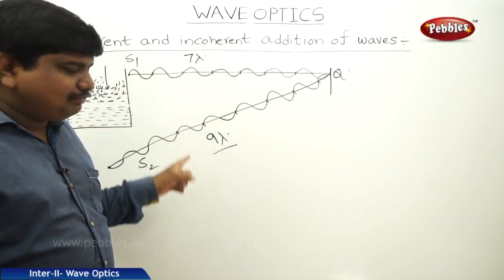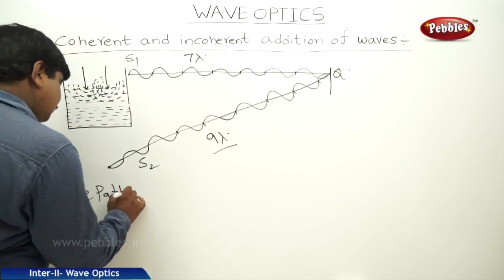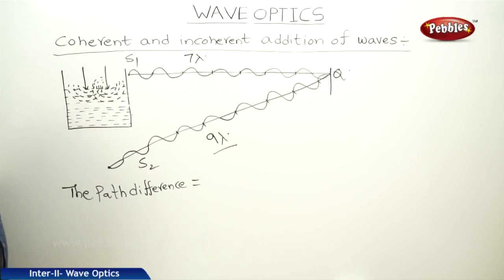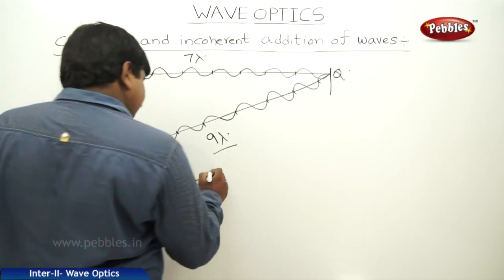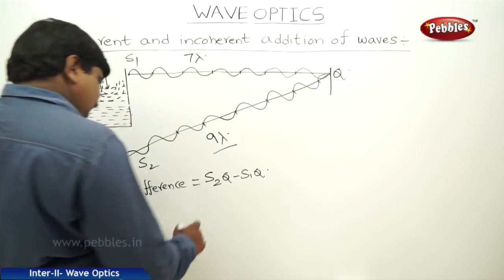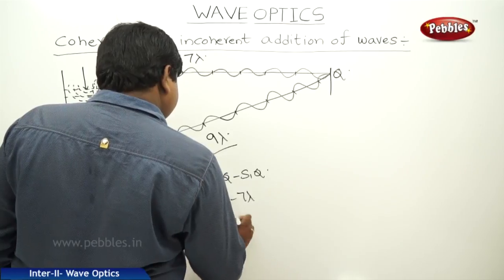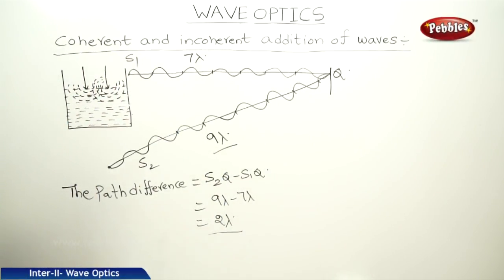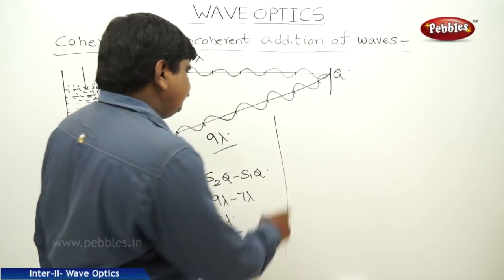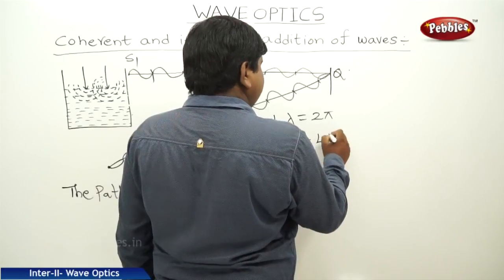The path difference is S2Q minus S1Q. S2Q is 9 lambda, S1Q is 7 lambda, so that is 2 lambda. We know that for one lambda, the total angle is 2 pi. So 2 lambda is equal to 4 pi. That is the 4 pi phase difference.